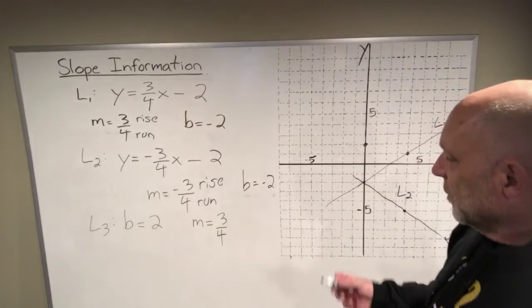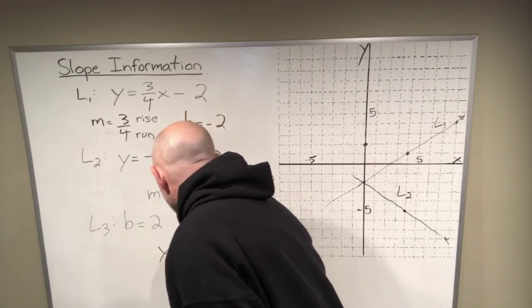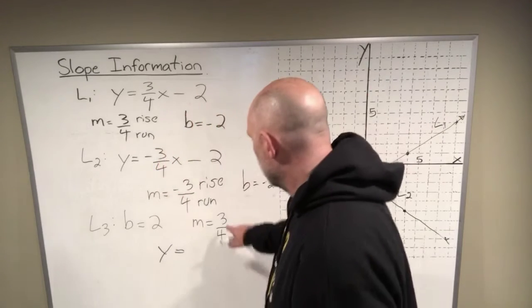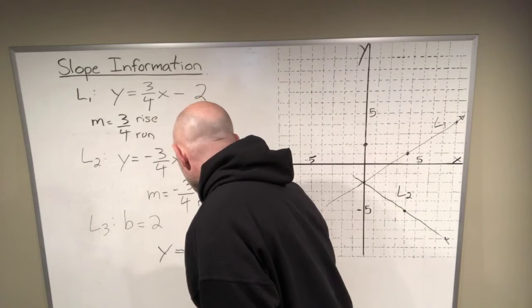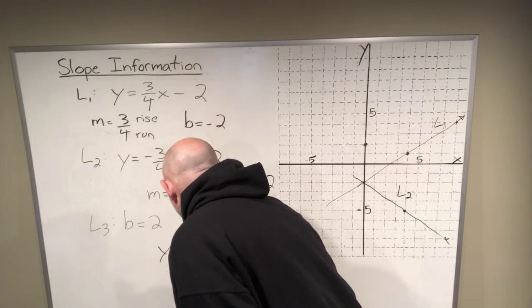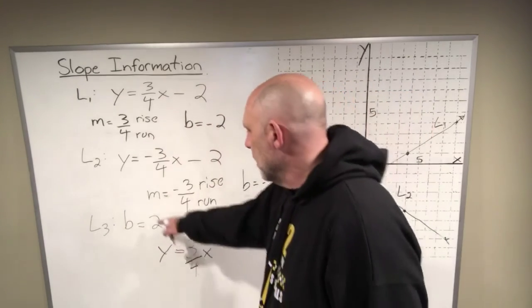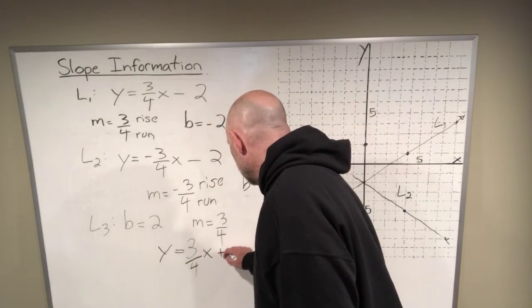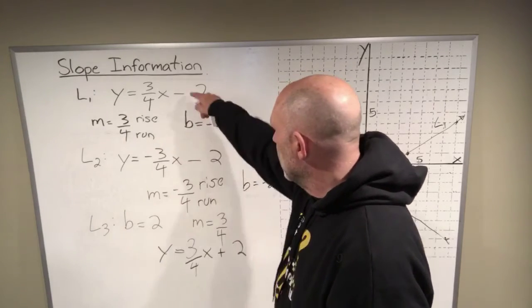All right? So what's the equation of that? Well, we know how to do this. You get y equals slope times x. So 3/4 times x. And then you add on the y-intercept at the end, +2. It looks the same as L1, except the y-intercepts are different.